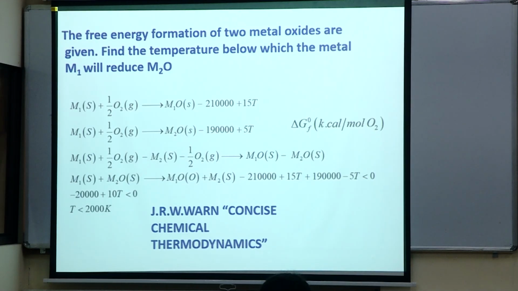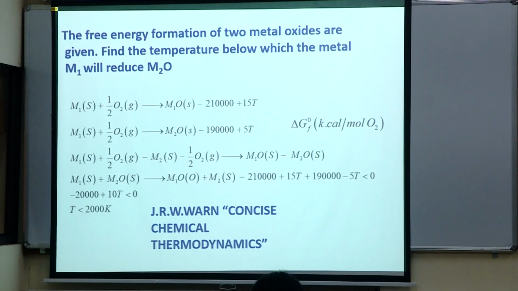Yes. And the second one? Yes. This is M2, correct. This is M2 solid plus half O2, very good, correct. So this will be M2 solid plus half O2 giving M2O, and M1 solid plus half O2.